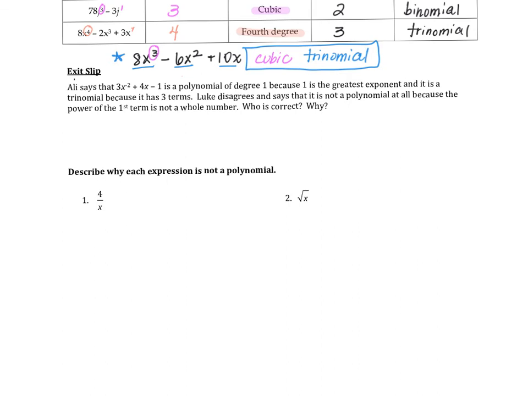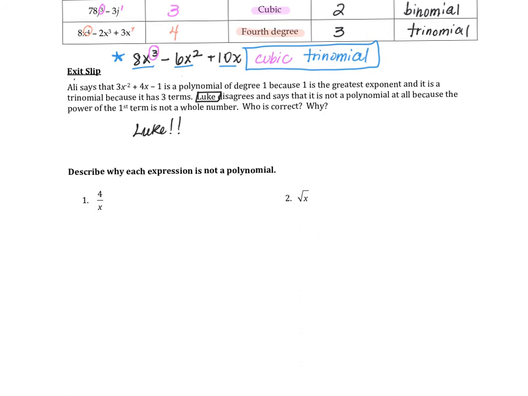So let me read this. Allie says that 3x squared plus 4x minus 1 is a polynomial of degree 1 because 1 is the greatest exponent, and it is a trinomial because it has 3 terms. Luke says, no, it's not a polynomial at all because the power of the first term is not a whole number. Who is correct? Luke is correct. Luke is the winner.